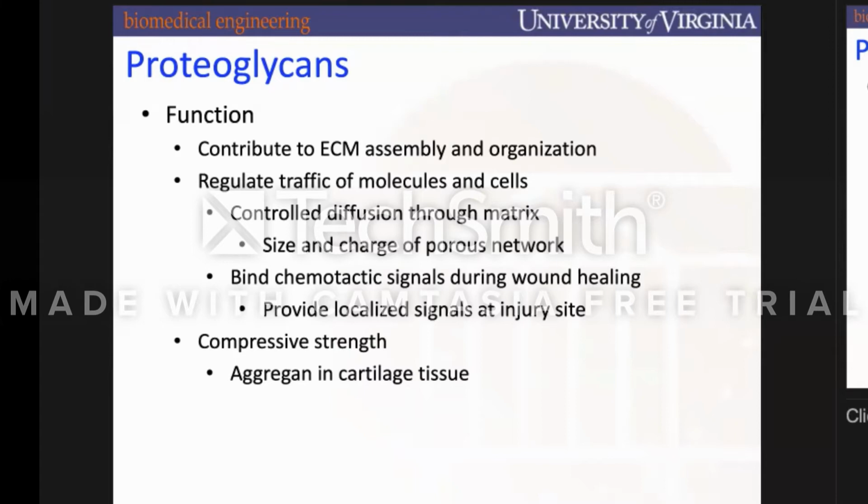And that porosity provides a few important roles. It helps mediate diffusion of different molecules through the matrix, but it also provides space for cells to migrate through the matrix. If our ECM was just collagen fibers, it would be pretty hard for cells to migrate through these really rigid, strong fibers. However, the presence of proteoglycans in and around collagen fibers provides space for cells to grab onto collagen fibers and actually move through.